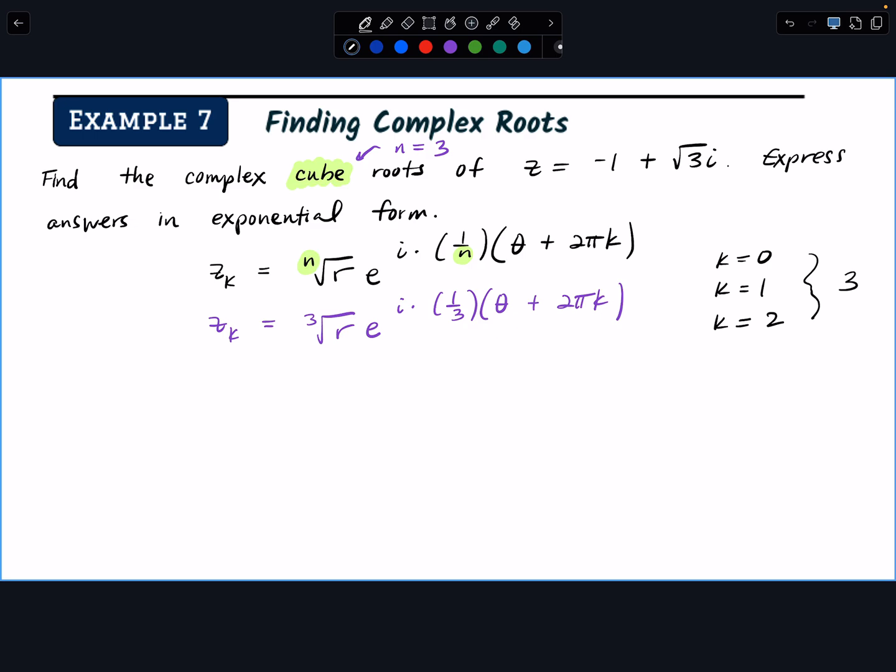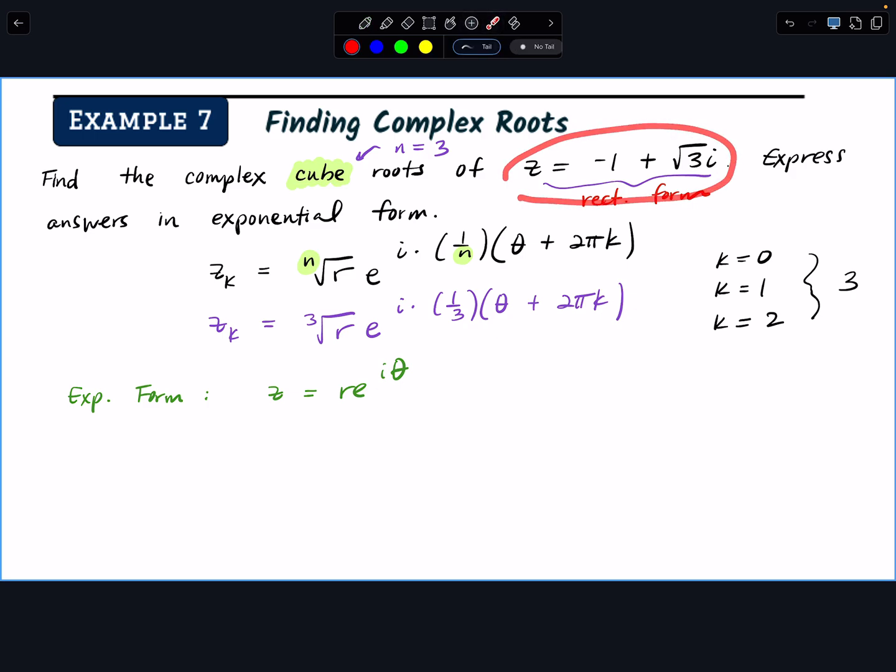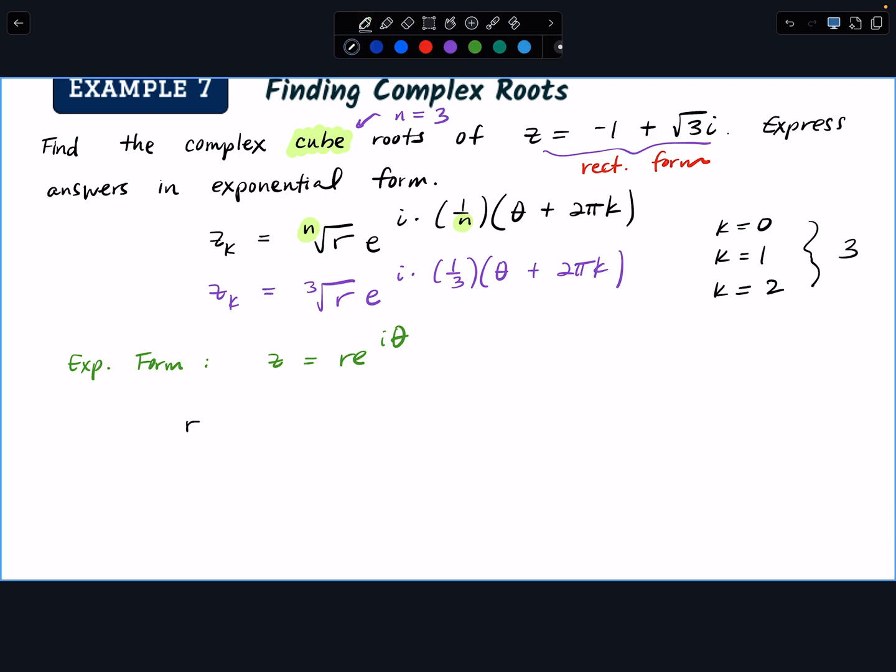All right, so now we have to tackle this problem. We were given this value. This is in rectangular form. If I want all my answers in exponential form, that's z is equal to re to the i theta. So when I'm given this, do I know what r is right now? No. Do I know what theta is? No. Do I have formulas to find them? Yes.